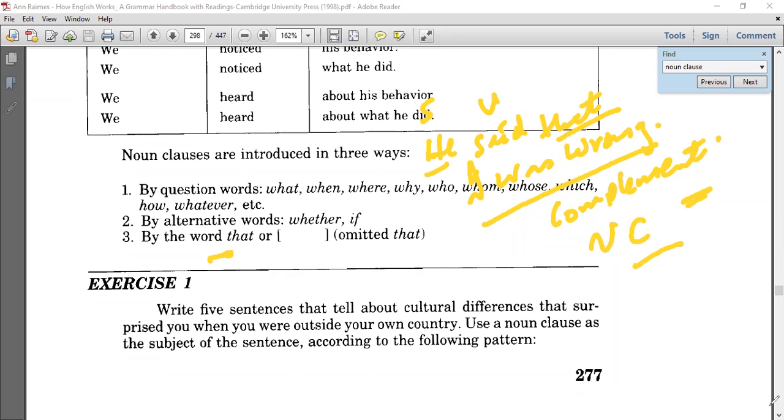Okay, now let me scroll down and show you an activity here.